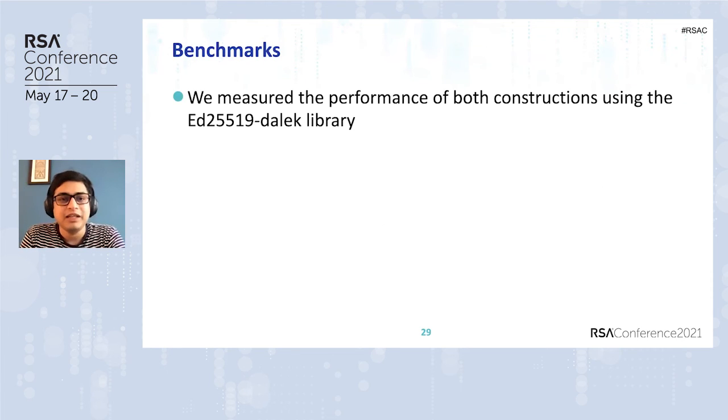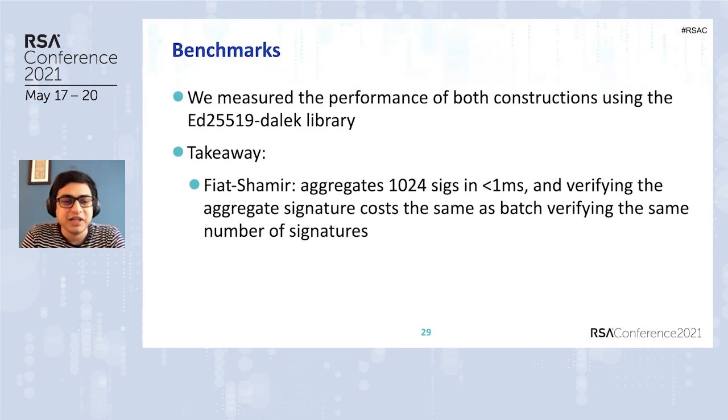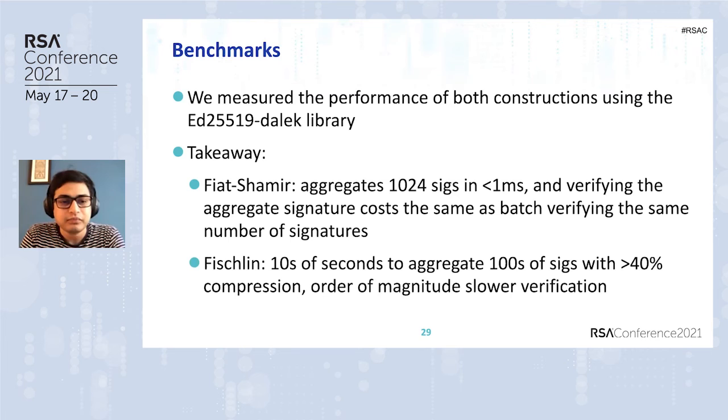We implement and benchmark both constructions using the Dalek library for EdDSA. And our takeaway is that the Fiat-Shamir construction is already very practical in that you can aggregate over 1,000 signatures in less than a millisecond. And verifying an aggregate signature comes at no penalty because it costs the same as verifying 1,000 signatures by themselves in the clear. Fischlin's transformation, on the other hand, gives a much more expensive object to compute and verify, but it does give tight security and achieves close to 50% compression as the number of signatures increases.